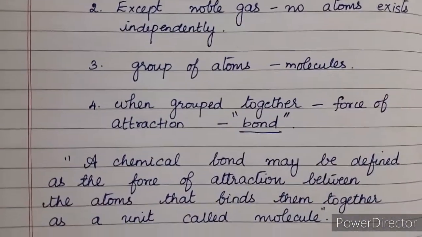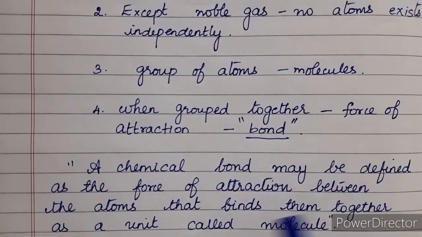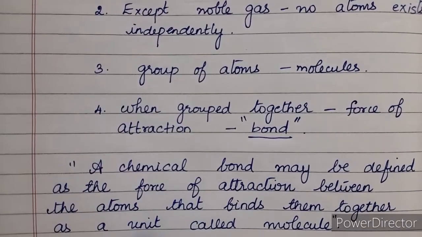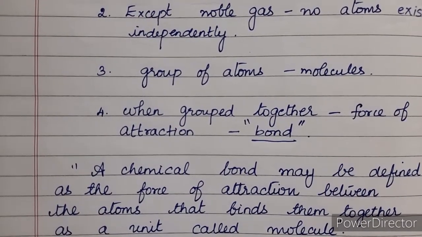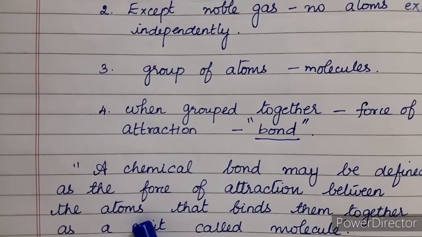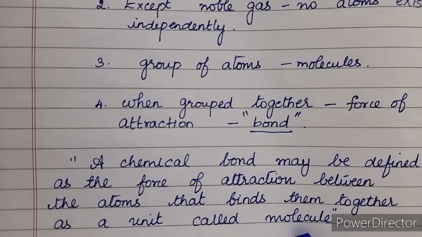So a chemical bond may be defined as the force of attraction between the atoms that binds them together as a single unit, either as a molecule or as a compound. So there is a force of attraction between the atoms that are grouped together, and we call it as a molecule.